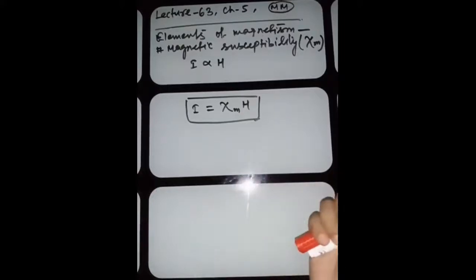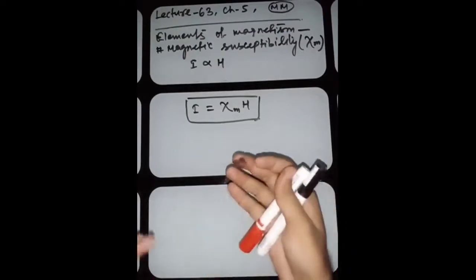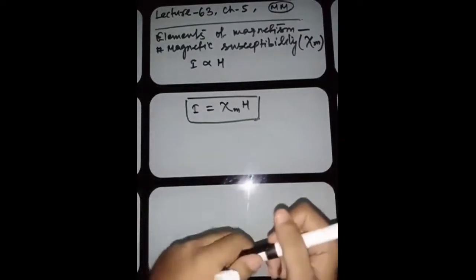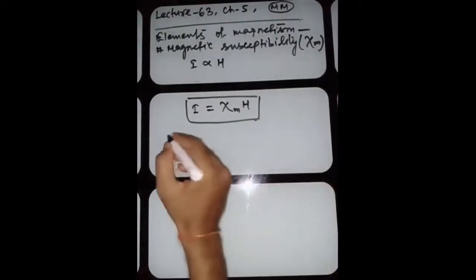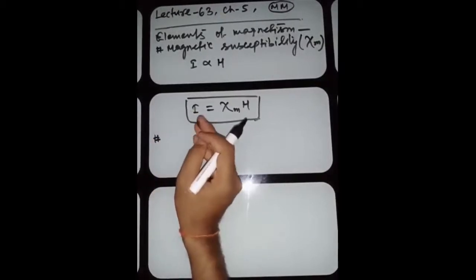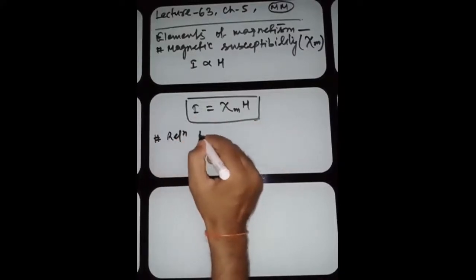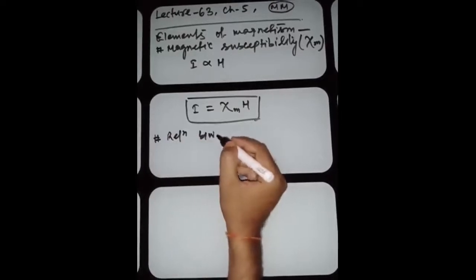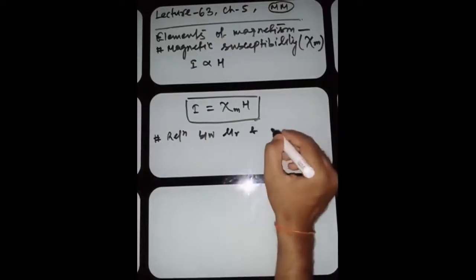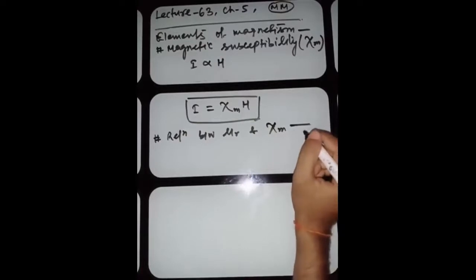Now, my dear students, you can derive a relation which might be useful for numerical questions. So give the heading: relation between relative permeability and magnetic susceptibility. We are going to find out here the relation.